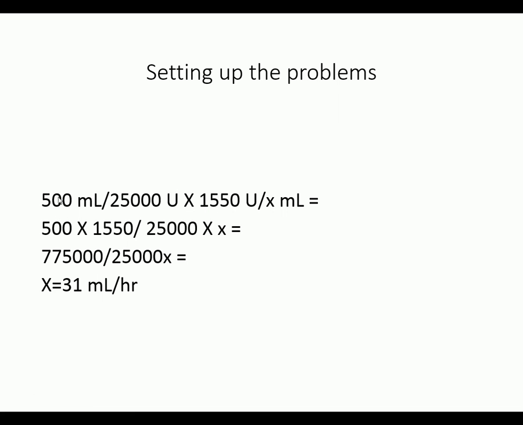So your 500 times the 1,550 over 25,000 times x. So when you multiply the 500 and the 1,550, it gives you 775,000 over 25,000 x. We're going to solve for x just like you do in any algebra problem. So 25,000 into the 775,000 is going to give you 31 milliliters per hour.